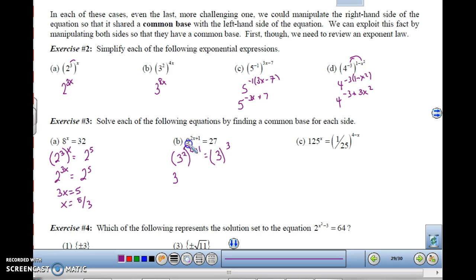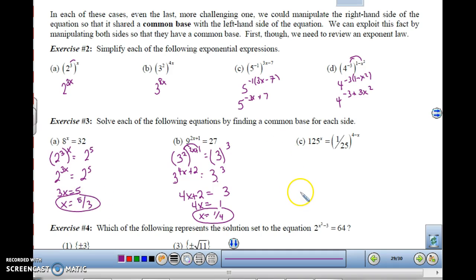So remember, this has got to distribute through here. So this will be 3 squared to the 2x plus 1. 2 times 2 is 4x. 2 times 1 is 2. Equals 3 to the 3rd. So since the bases are now equal, the exponents are now equal. 4x plus 2 is equal to 3. So 4x is equal to 1. And x is equal to 1/4. So there is your base.